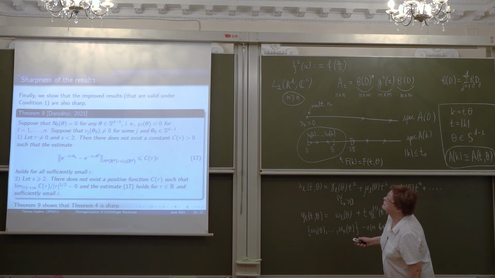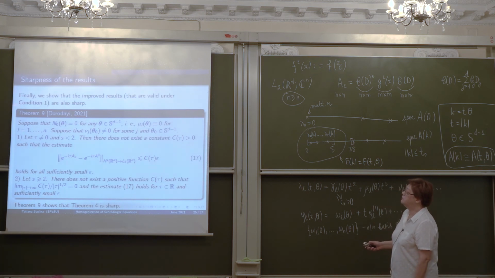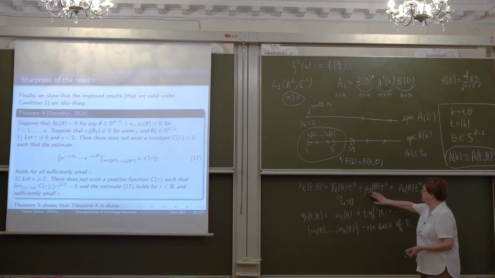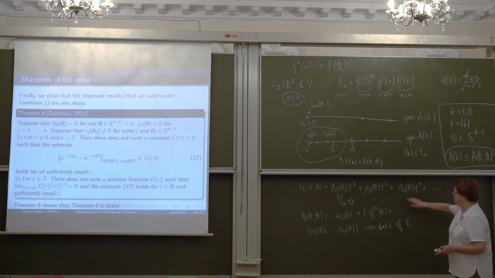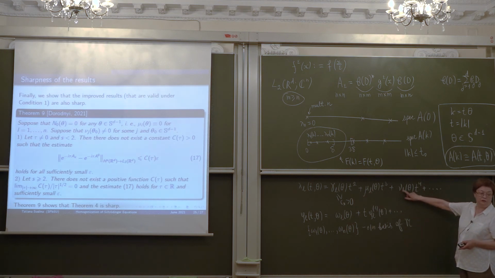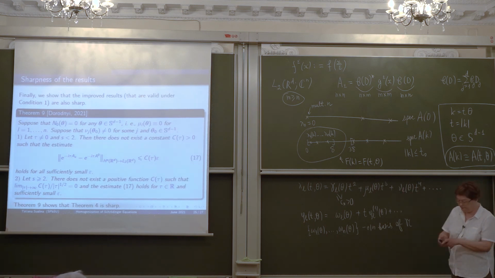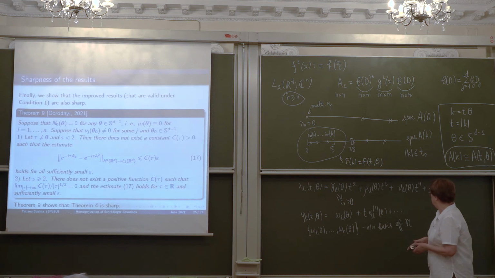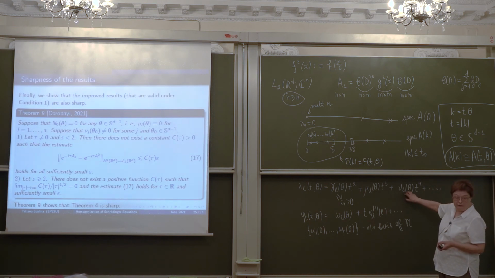Theorem 9, again, it's by Mark. Suppose that n naught is 0. For any theta, it means that all the coefficients mu L's are 0. And suppose that at least one coefficient mu L is not 0 at some point, which usually is satisfied.